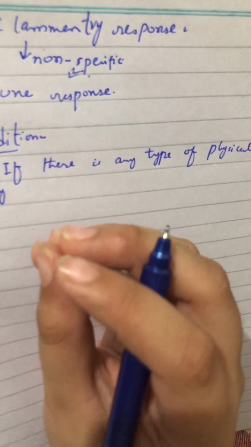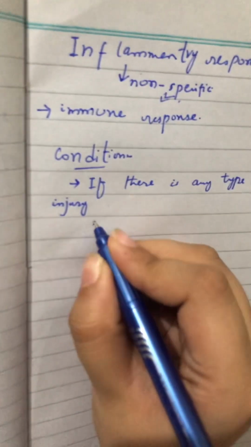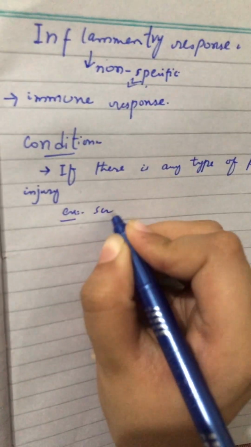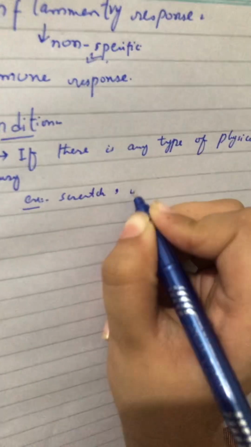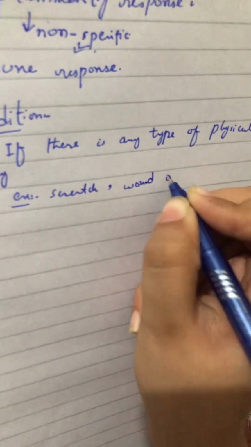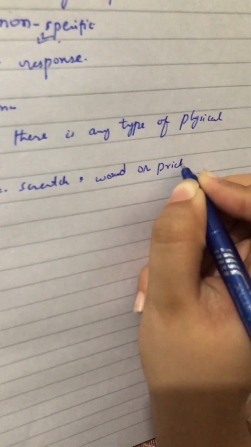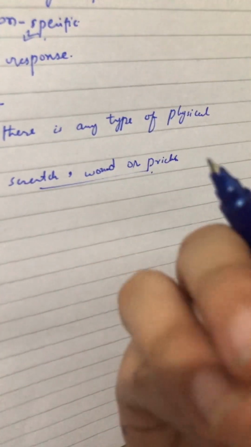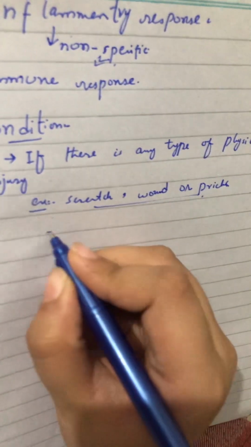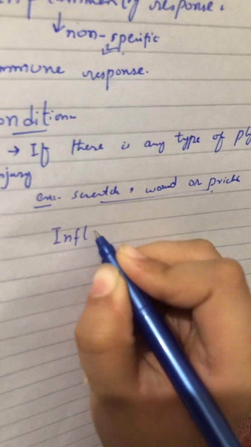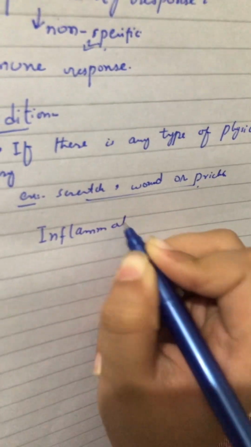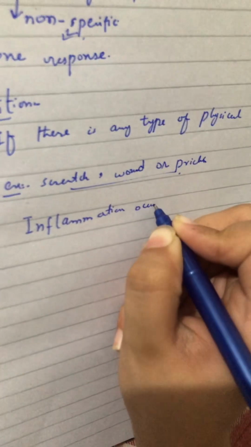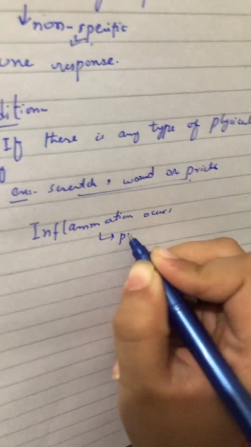for example, a scratch, a wound, or a prick. These are physical injuries, right? So if we get any physical injury, inflammation will occur, and that will protect us. Inflammation basically protects us.